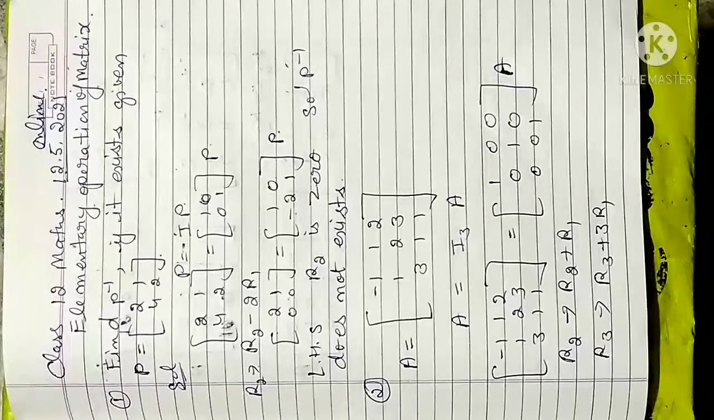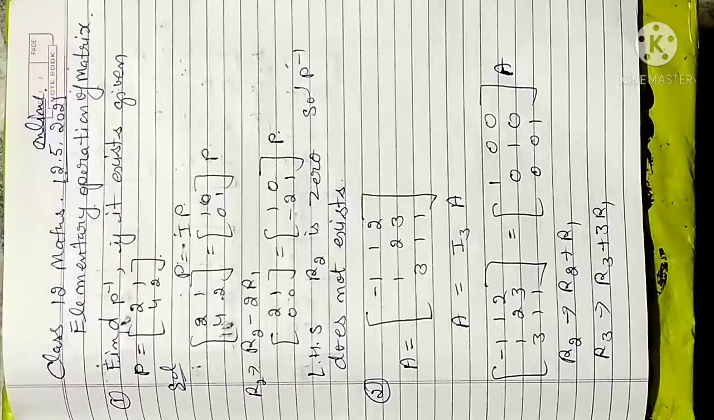Hi, good morning everyone. Today our topic is elementary operation of matrix. So how you find the inverse of a matrix by using elementary operation method. In this, either you go with the rows or you go with the columns. So here I am discussing both methods, rows and columns.